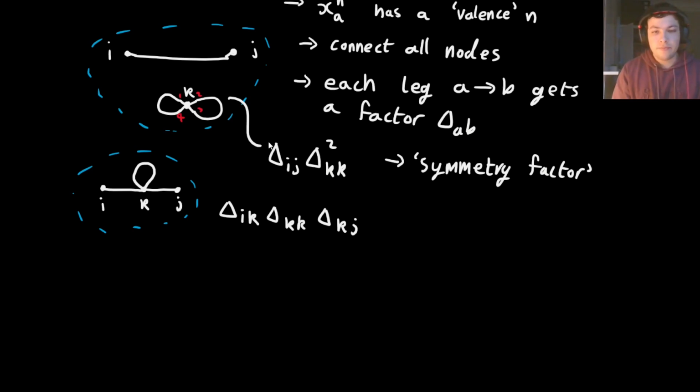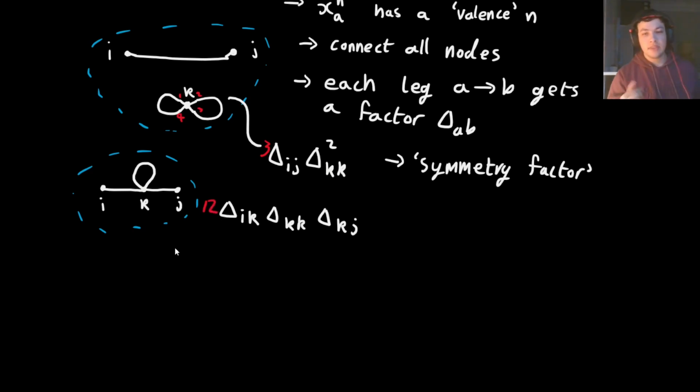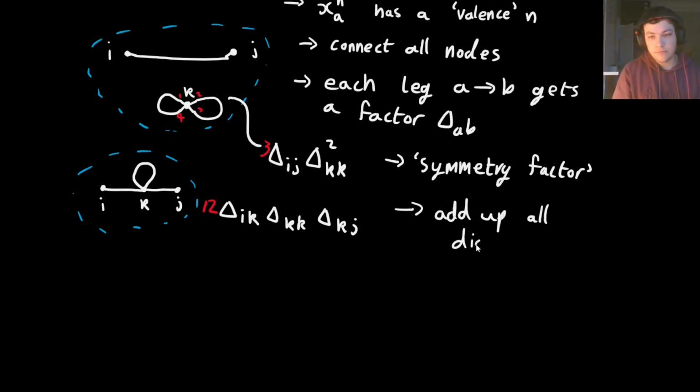So we get 3. This one, well, we know that I has to connect to one of the k's, so we get 4 choices for that, right? Because I could connect k1, k2, k3, k4. J has to connect to k as well, so J has to connect to one of the other 3. So we get 3 choices for where J plugs in, and then the k loop is predefined by the 2 left over, and so we get a symmetry factor of 12. And then add up all diagrams.